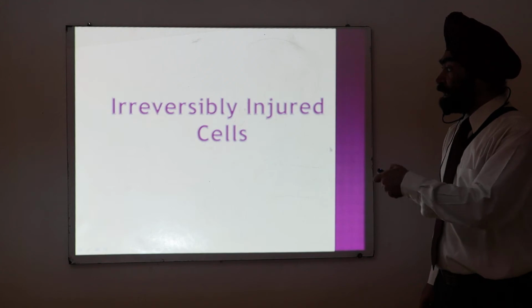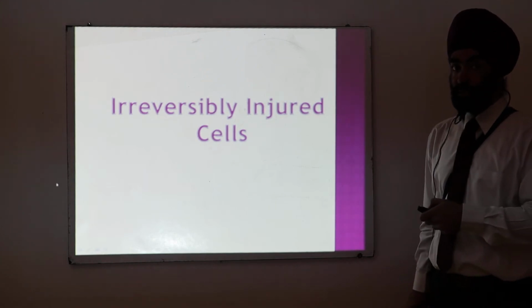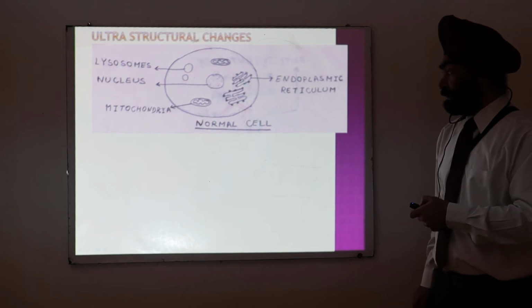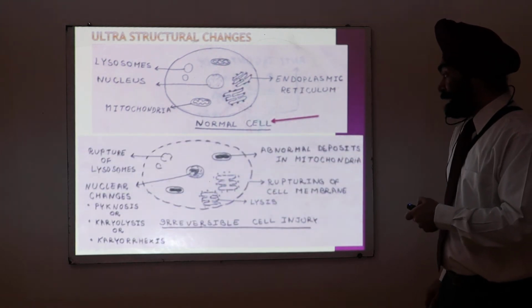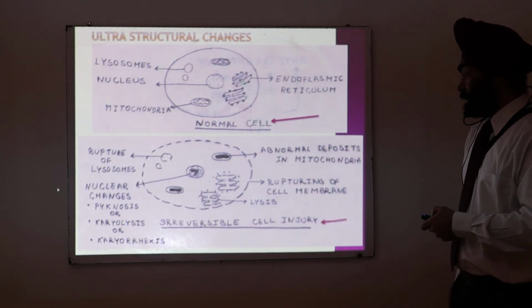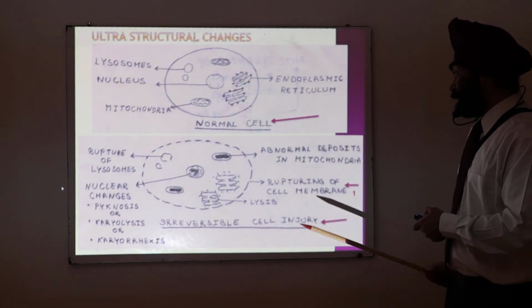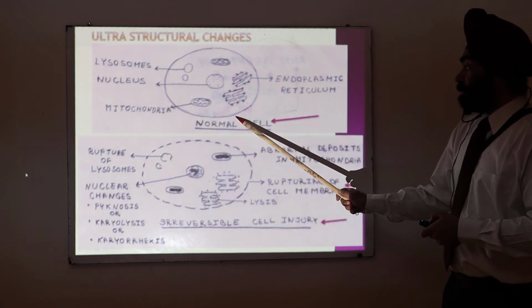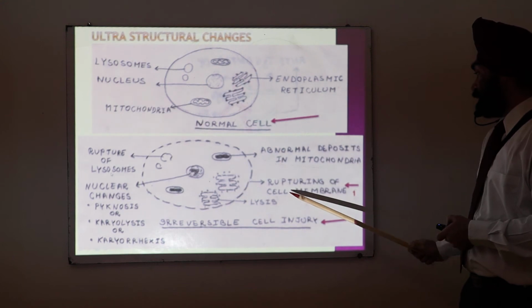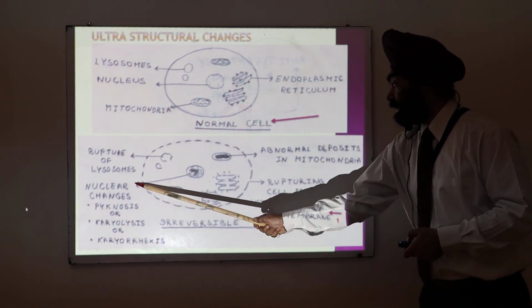Now, second thing, irreversibly injured cells. What are those changes? This is the normal cell, and this is an irreversibly injured cell. First of all, a very important thing: this membrane is intact, but here you can see rupturing of the cell membrane. This membrane is ruptured, very important.